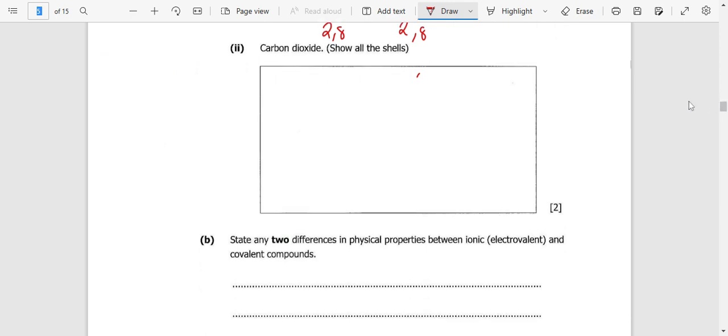Okay, we also want to write carbon dioxide. What is the symbol for carbon dioxide?